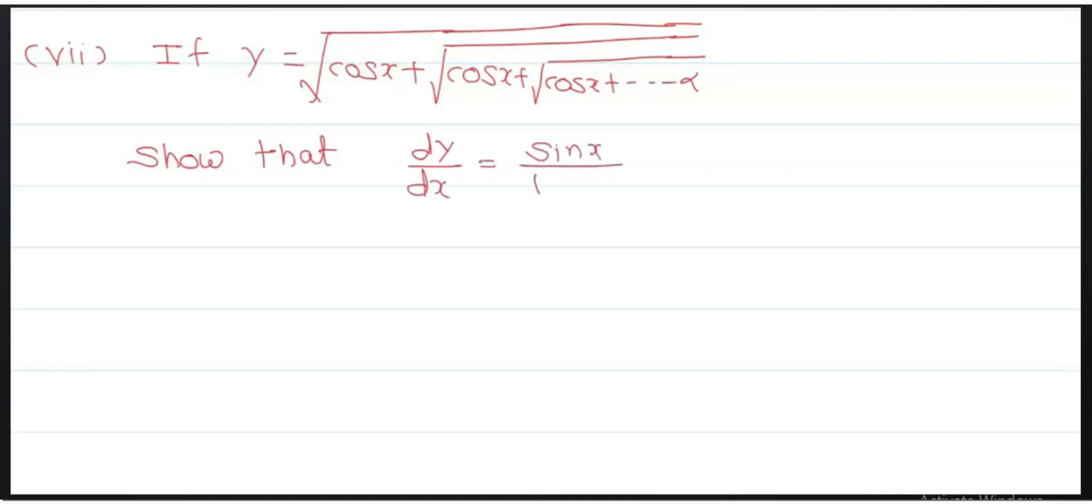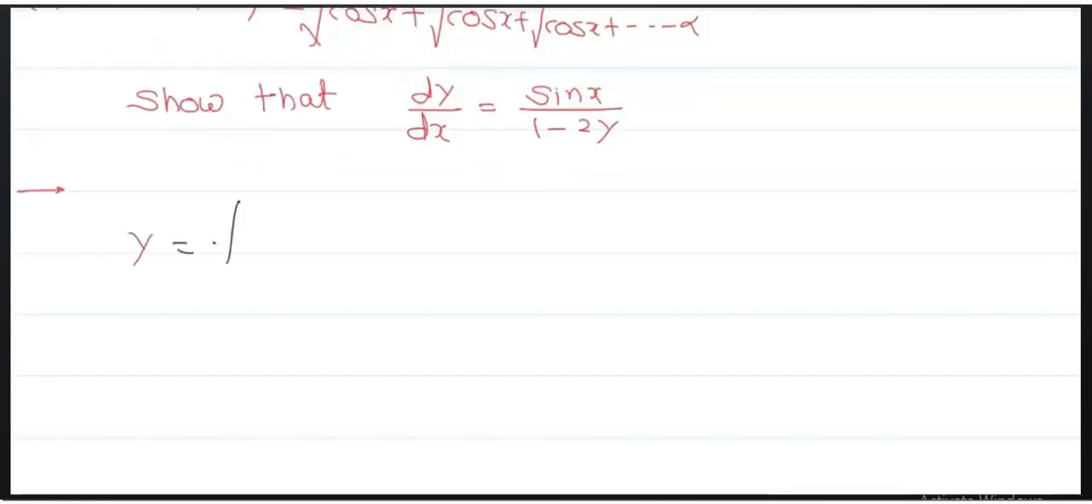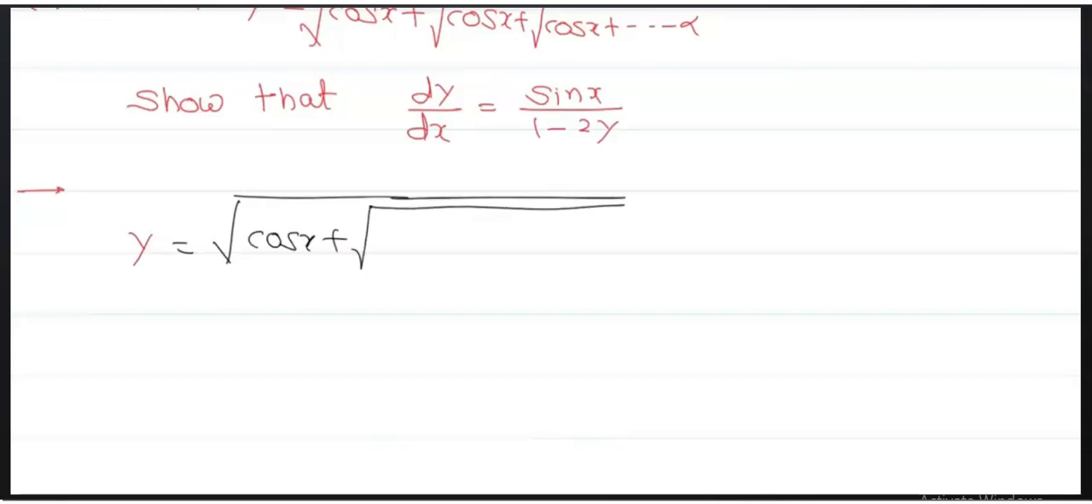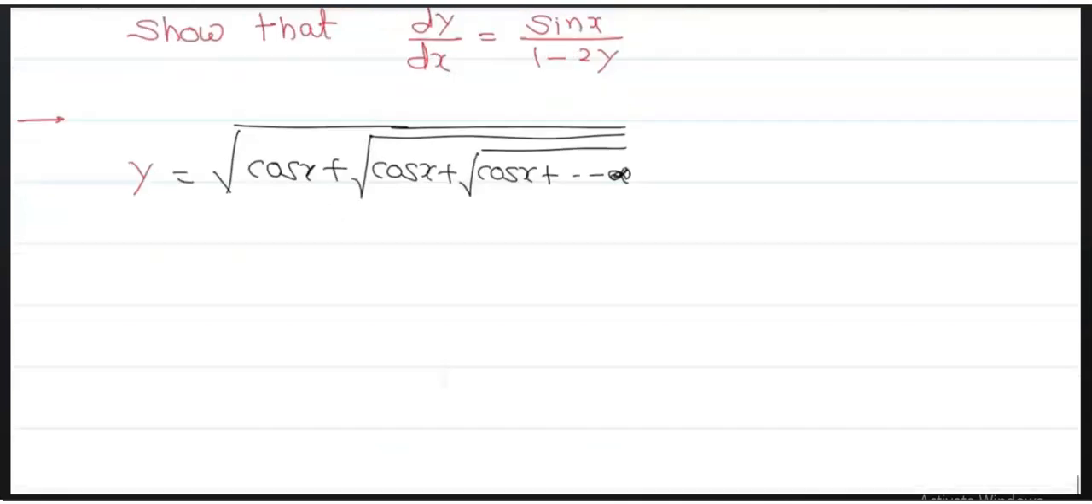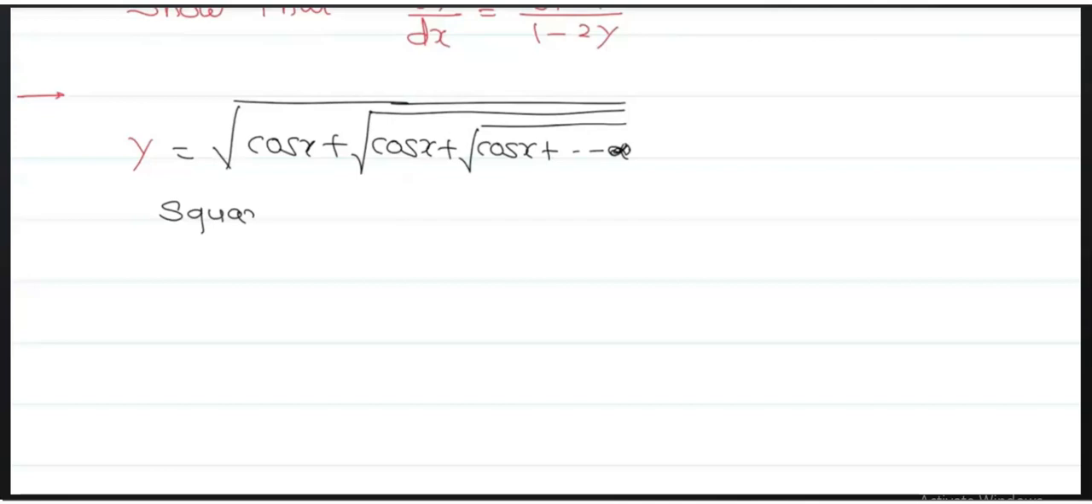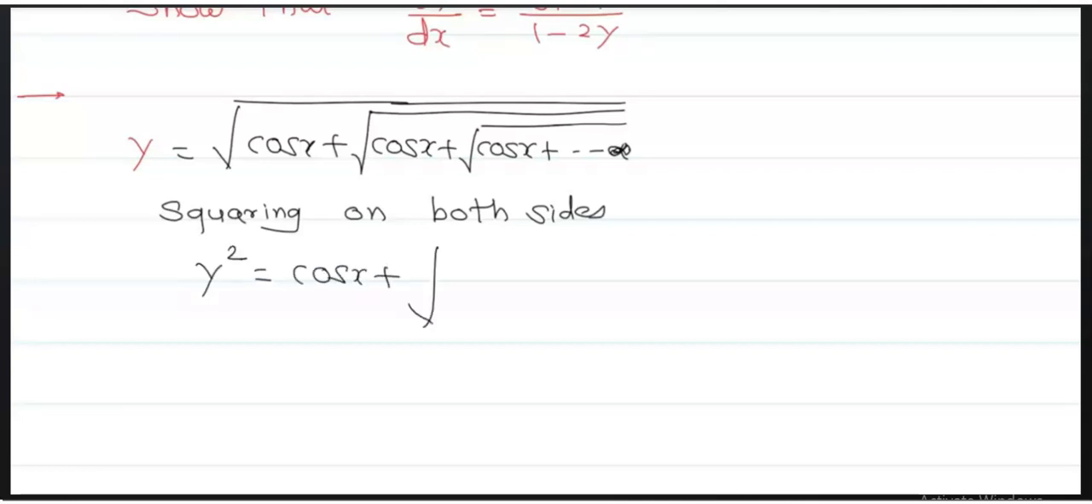therefore dy by dx is equal to sin x upon 1 minus 2y. y is equal to root of cos x plus root of cos x plus root of cos x up to infinity. Now these are similar problems, squaring on both sides. Therefore y square is equal to cos x plus root of cos x plus root of cos x up to infinity.